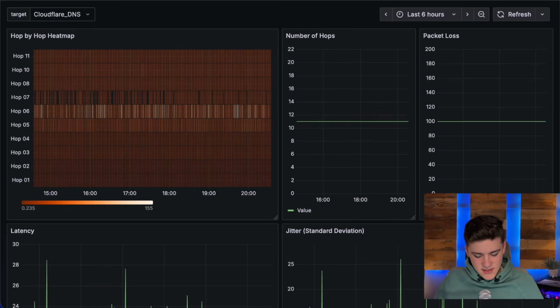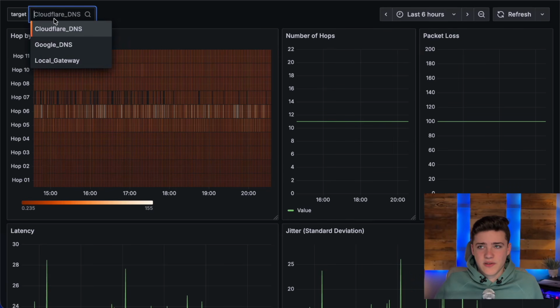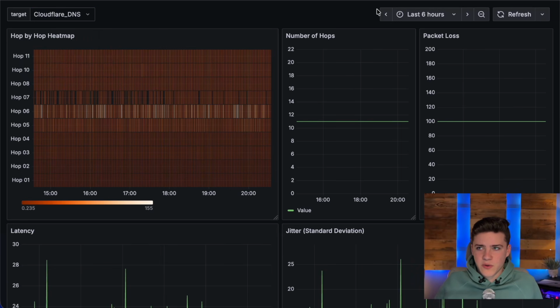All right, so this is what the graph looks like, and it tells us quite a lot of info all at once. First of all, the time series is up here. We have our target over here on the left. So we have 3 targets. We have the local gateway, Google, and Cloudflare. The local gateway is the UDM Pro router. And then the Google DNS, obviously, and Cloudflare DNS are both just public endpoints that we're hitting to track the actual internet quality.